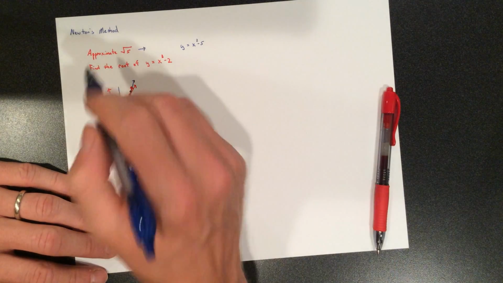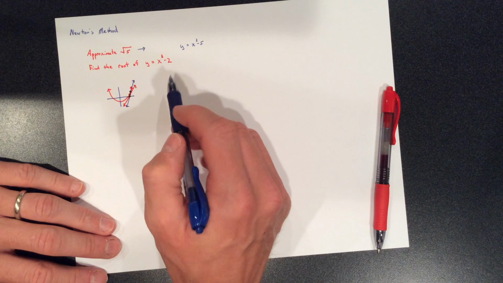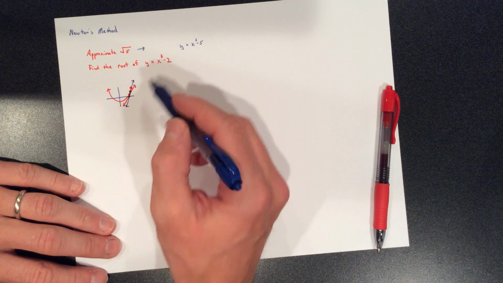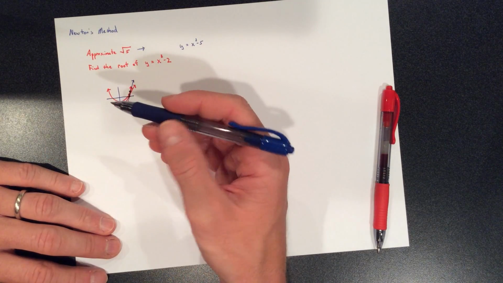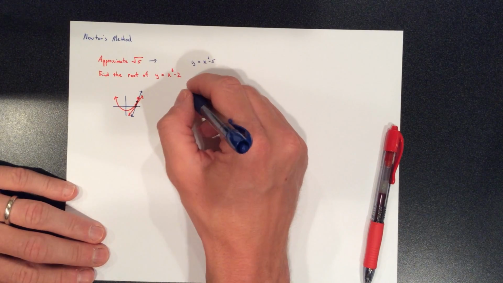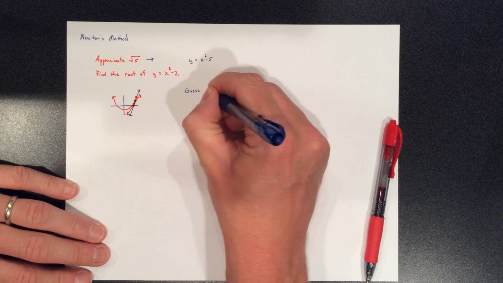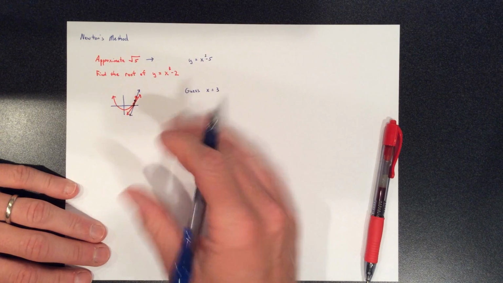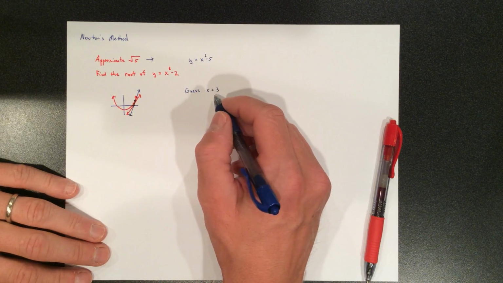Okay, so here's what Newton's method says again. Take a guess. We're going to guess 3. Find the tangent line at 3. Find the x-intercept of the tangent line. And then start all over. Okay? So let's say we guess 3. So our first guess is x equals 3. Okay, and I'm going to take you through this, and then I'm going to kind of show you the pattern.